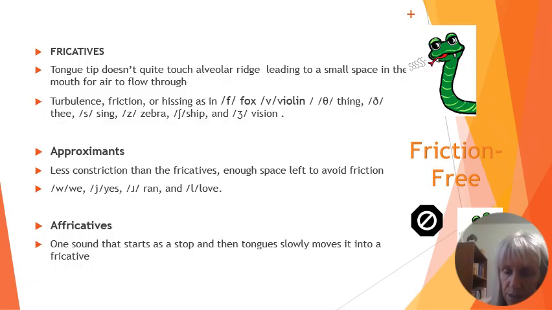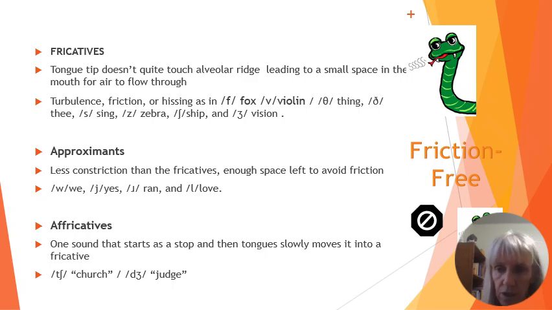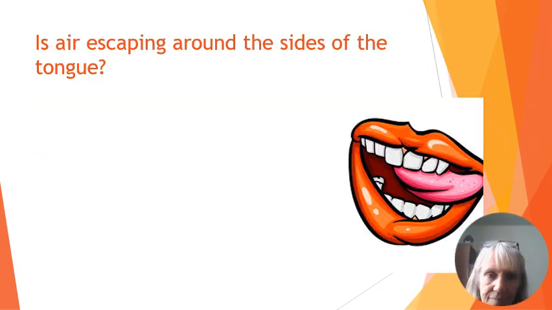We have that bit of friction coming through, and we see that in our digraphs, ch, church, and the j sound, judge. Okay, so we have two sounds, two movements of the mouth going on there. Very good. Then there's another question we need to ask.